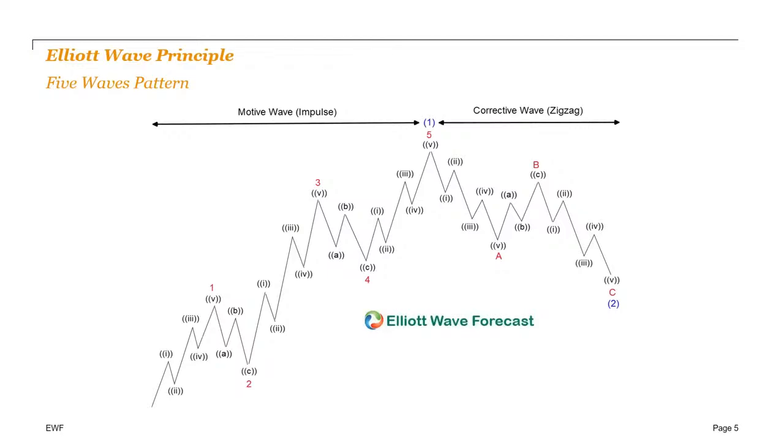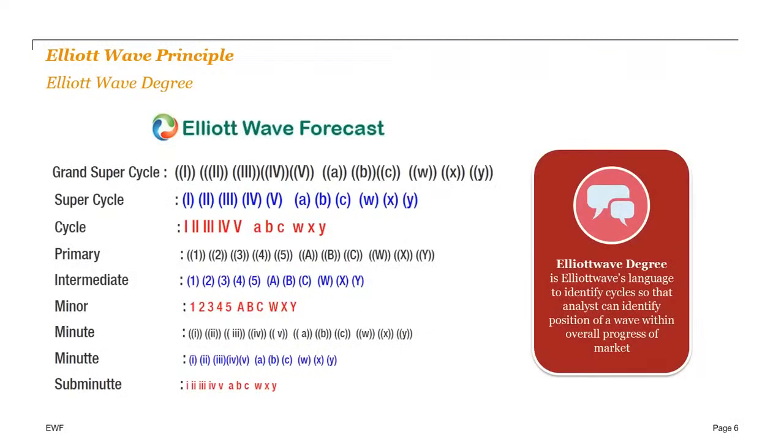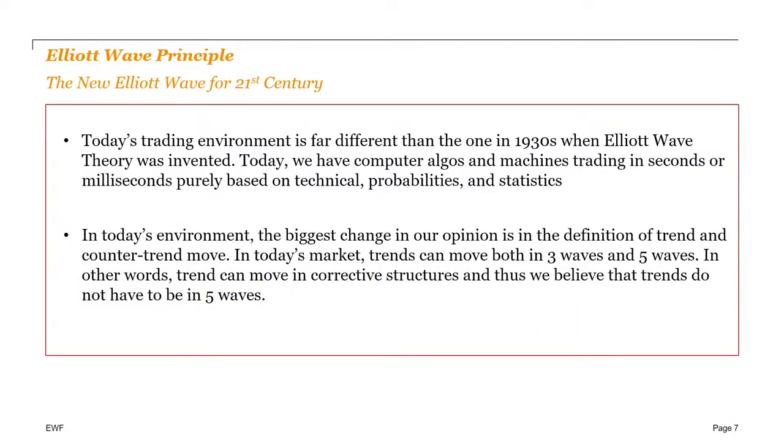All right, guys, let's go back here. So in other words, at Elliott Wave Forecast we prefer to call it motive sequence instead of motive wave, because we do think that motive waves do not really have to be in 5 nowadays. It can be in 3 and keep going higher or keep going lower, but they move in 3 waves all the time.